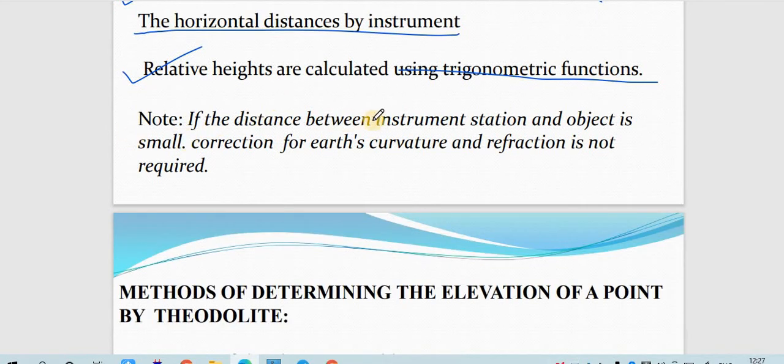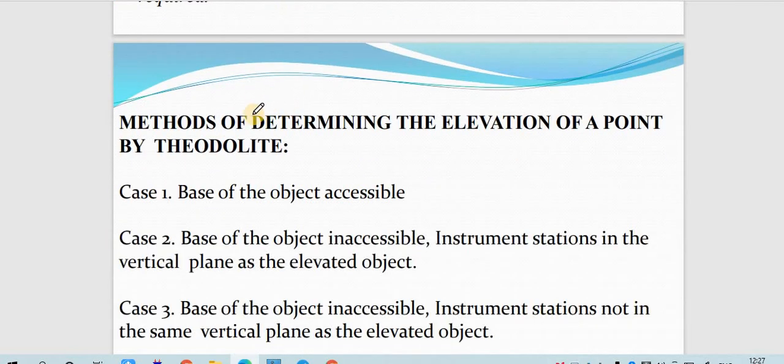Note, if the distance between the instrument station and the object is small, the correction for earth curvature is not required. So if you are doing it for a very small area, you don't need to consider the curvature effect and refraction effect. Now in this we basically have three methods by which you can calculate the height.